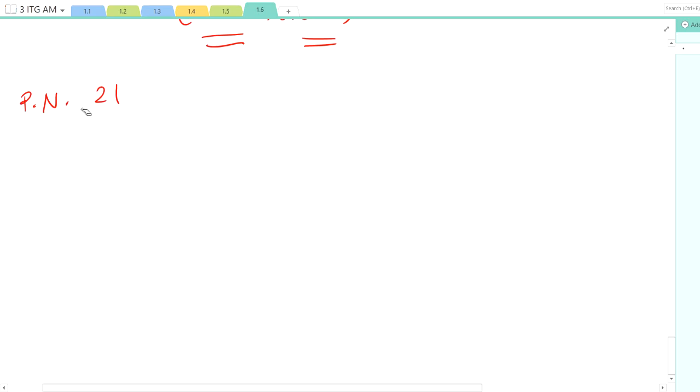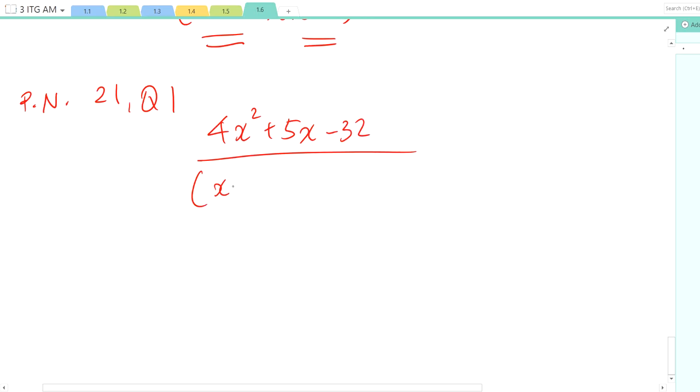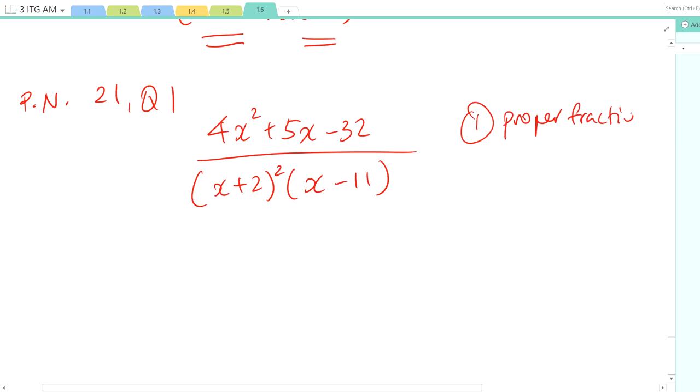Practice now 21, question number 1. Express 4x squared plus 5x minus 32 over (x plus 2) squared times (x minus 11) in partial fractions. First, check. Proper fraction? If it is proper fraction, carry on. If it is not proper fraction, you need to do your long division. You need to break it down into a polynomial plus a proper fraction.